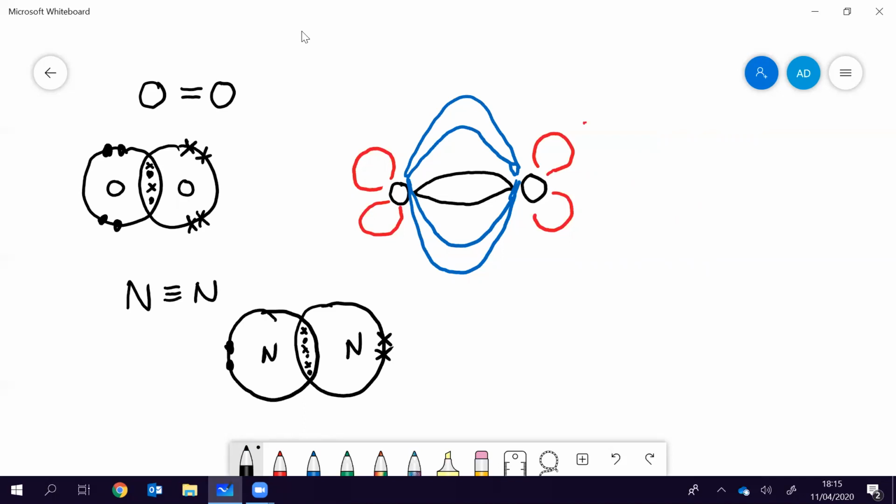Okay, so hopefully that gives you an idea of what happens with double bonds and triple bonds. Same rules apply. Each orbital is only allowed to have 2 electrons in it. So for a double bond, we need to have 2 separate bonding orbitals, the sigma and the pi.